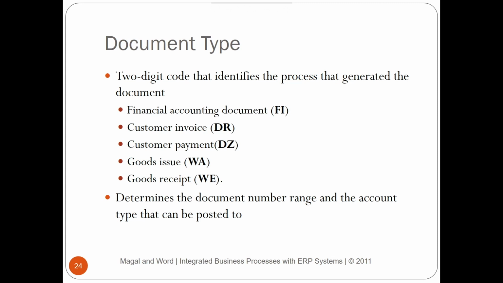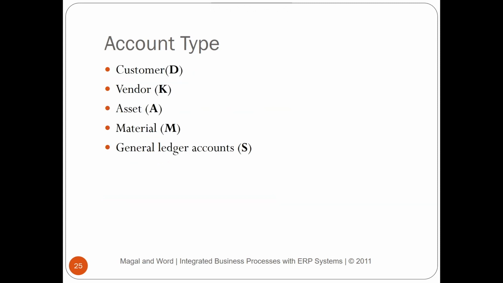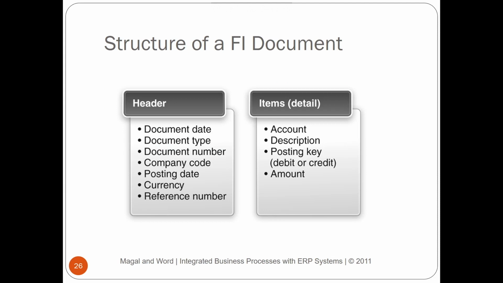So a financial accounting document consists of a header section and a detail, a line, or item. You can see over here, the header includes the data that apply to the entire document, such as document number or document type and various dates, company code, currency used, etc.